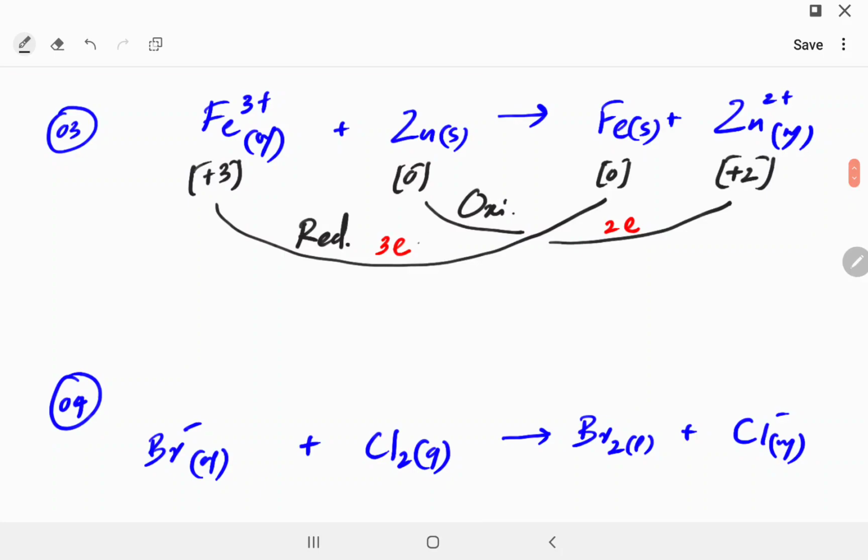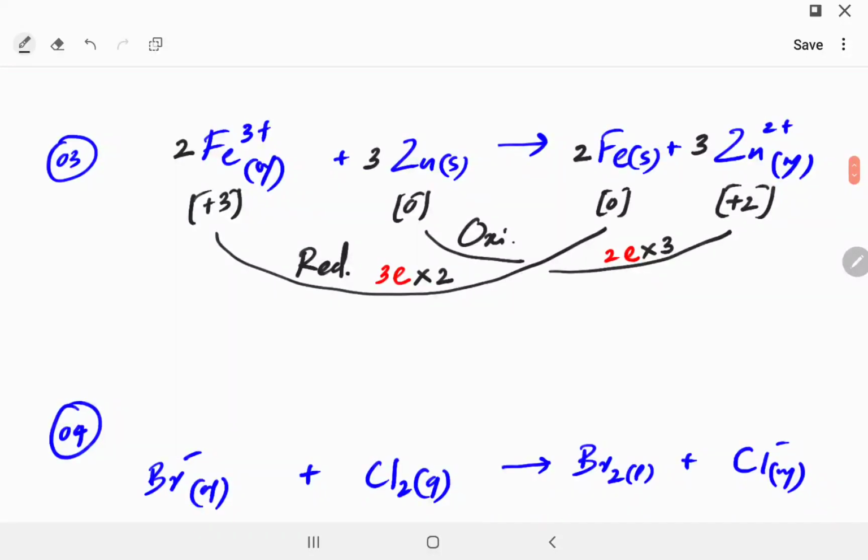In order to get to 6, you have to multiply 3 electrons by 2, and 2 electrons by 3, because the least common multiple for 2 and 3 is 6, right? So the reduction half reaction has to be multiplied by 2. The oxidation half reaction has to be multiplied by 3. Now you can verify the accuracy of this reaction by calculating the overall charge. If you do that, you will realize that both reactants and product side have a +6 charge, and therefore this reaction is balanced.